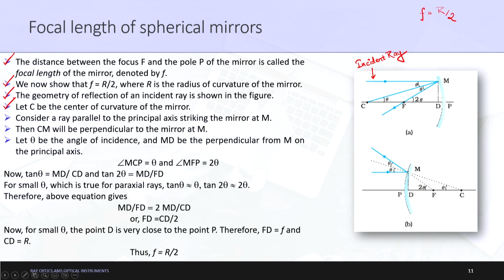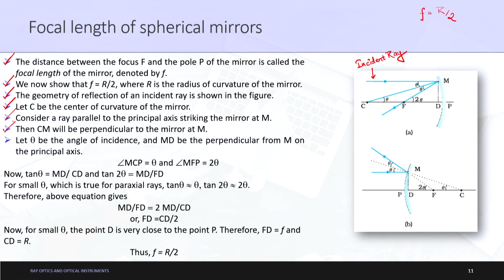Next, consider a ray parallel to the principal axis striking the mirror at M. Please make sure these both lines are parallel here. So, first of all, we are considering a ray parallel to the principal axis striking the mirror at M. So, it is striking at this point here. Next, let CM be the perpendicular to the mirror at M. So, CM is the normal to the mirror at the point M.